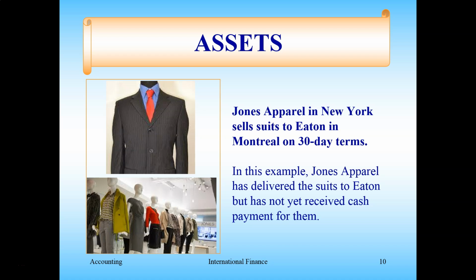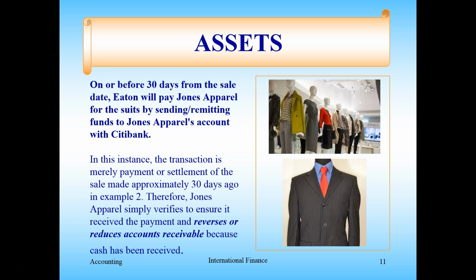In case 2, Jones Apparel in New York sells suits to Eaton in Montreal on 30-day terms. In this example, Jones Apparel has delivered the suits to Eaton, but has not yet received cash payment for them. On or before 30 days from the sale date, Eaton will pay Jones Apparel for the suits by sending or remitting funds to Jones Apparel's account with Citibank.